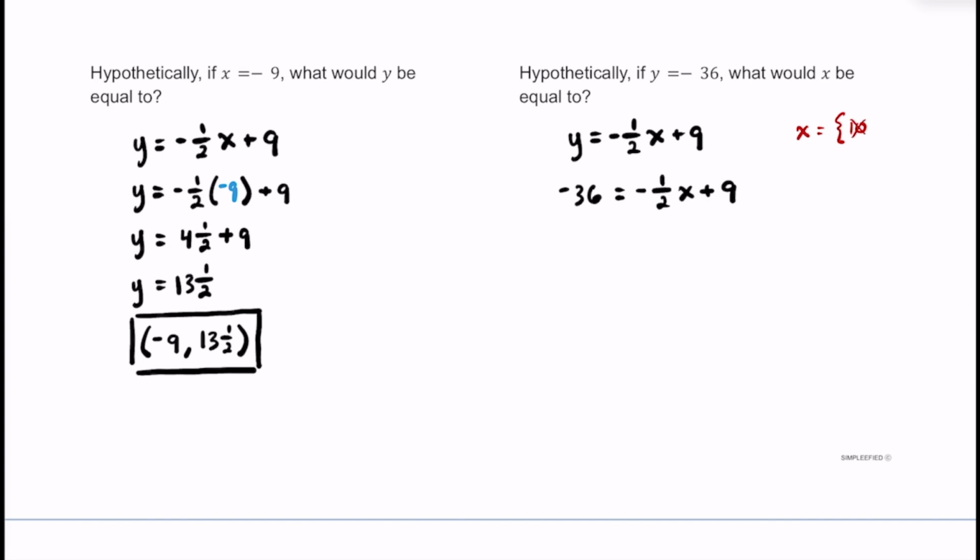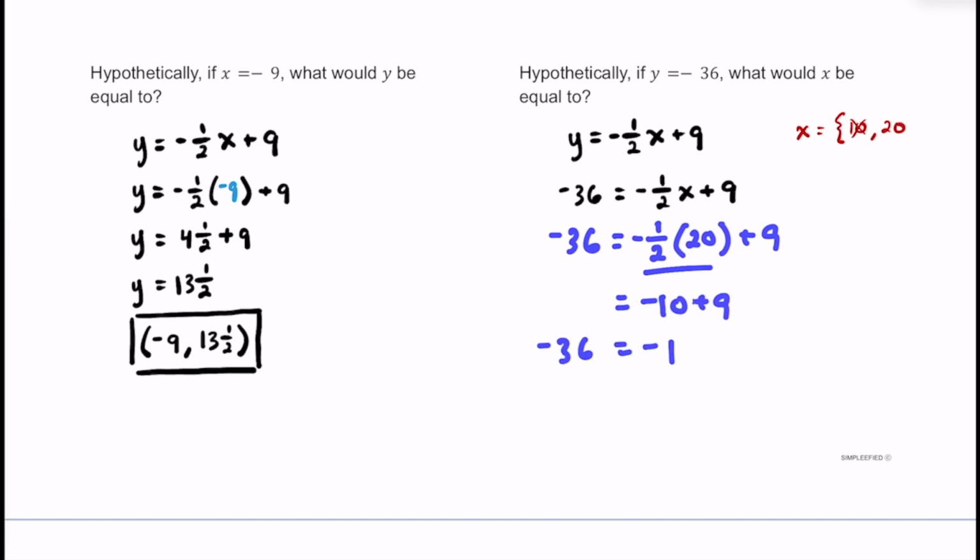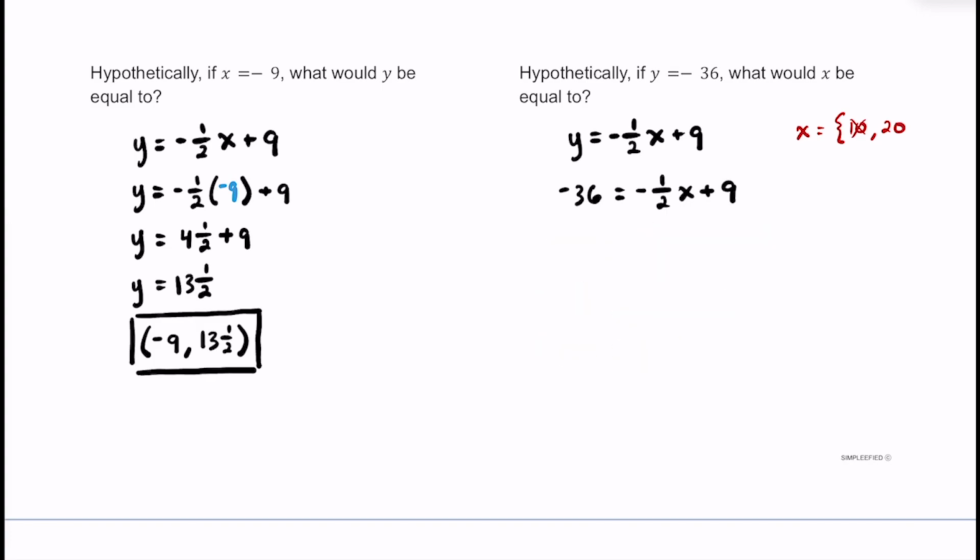Let's try another number. Let's try something that's even bigger and see if this is in the right direction. If this is in the wrong direction, let's try going the other way, right? So let's say x is 20 here. So let's do negative 36. Let's do negative half of 20 plus 9. So what's half of 20? That's 10. So that's going to be negative 10. So it's going to be negative 10 plus 9. That's going to be negative 1. Does negative 1 equal negative 36? It doesn't. So 20 is not going to work either.